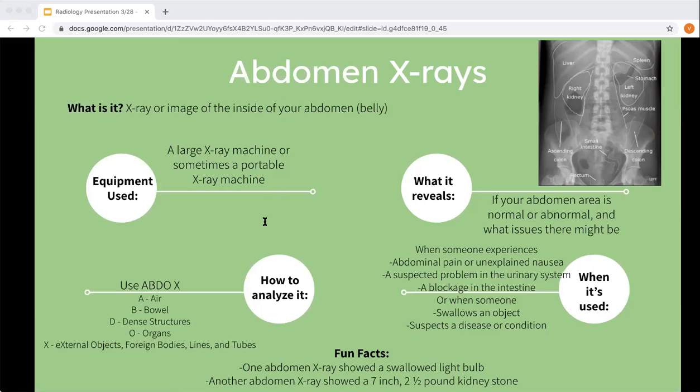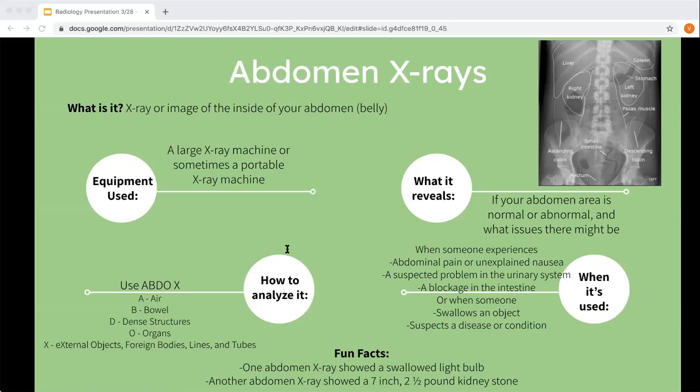Now let's go over how to analyze an abdominal x-ray. One brief way to analyze an abdominal x-ray is with the method Abdo-X. The A stands for air. This means that in the x-ray, you should only be able to see air in the large and small bowel. On the x-ray, air sort of looks like a darker gray color. If you see air anywhere else, this could be a sign of an issue.